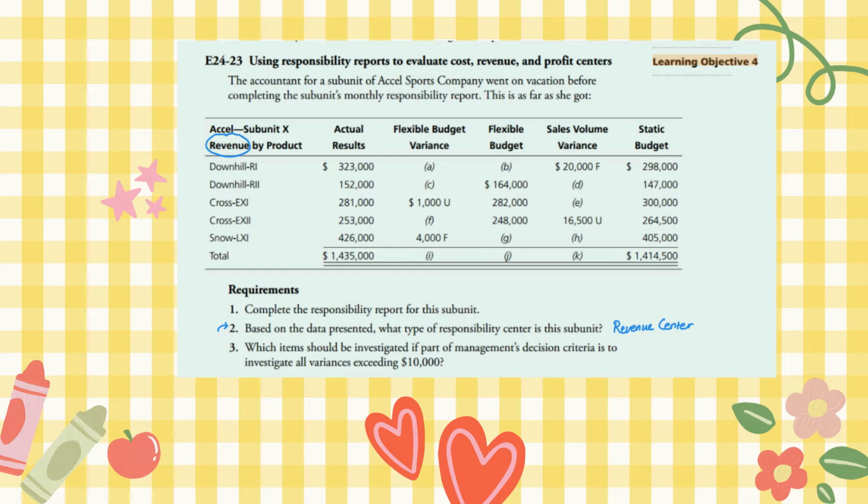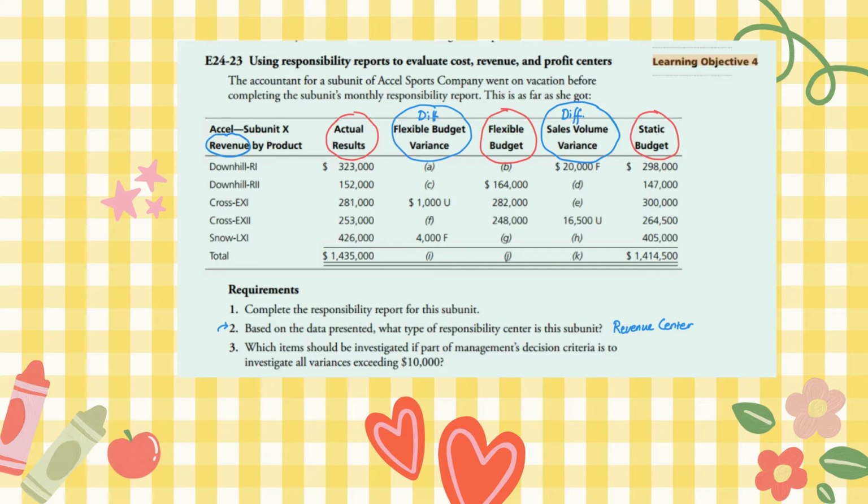Requirement 1, complete the responsibility report for this subunit. Here we have actual results, we have flexible budget, and we have static budget. The difference between actual and flexible budget column, we call it flexible budget variance. And the difference between flexible budget and static budget, we call it sales volume variance. This is the performance report that we took in chapter 23.